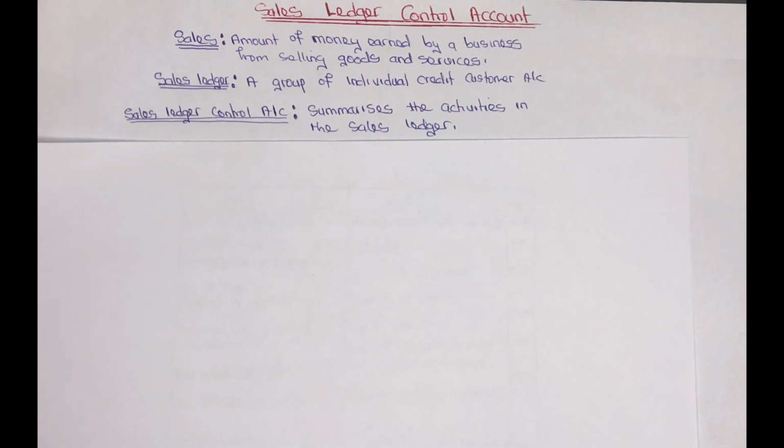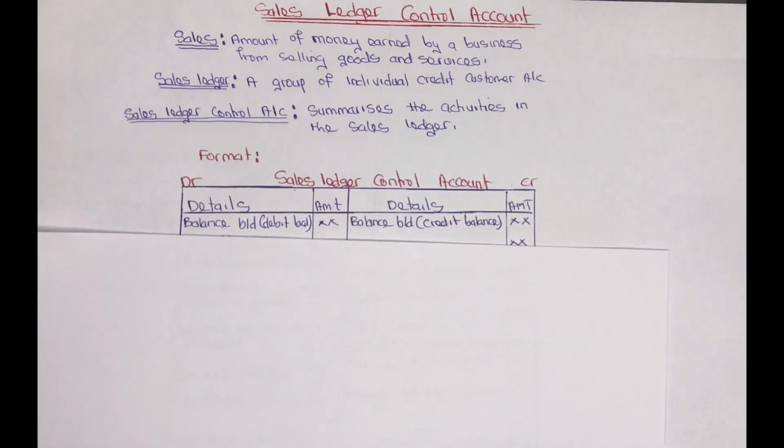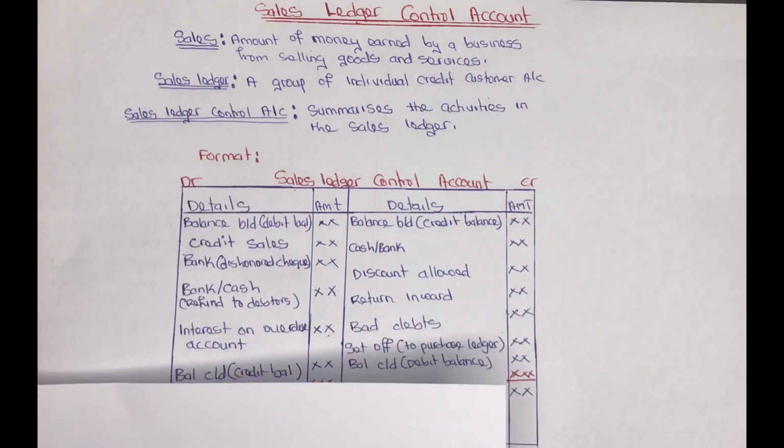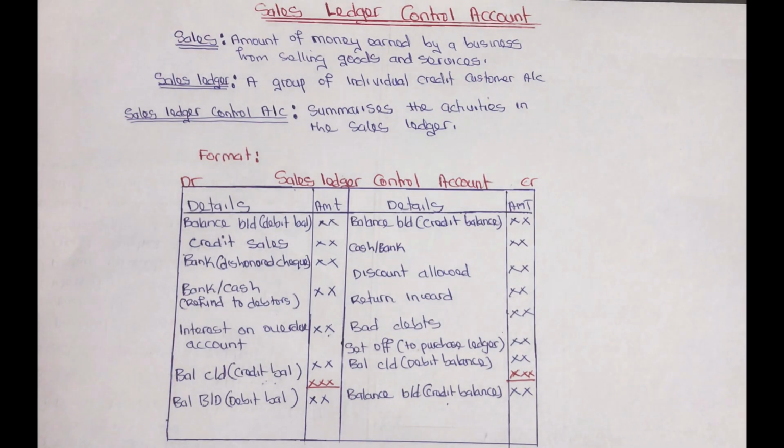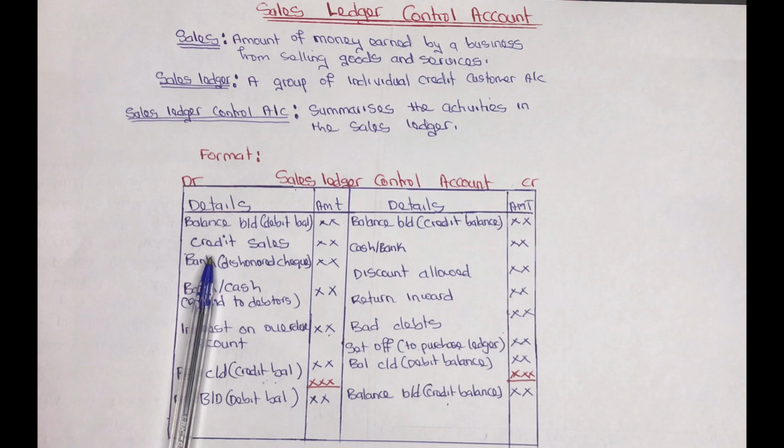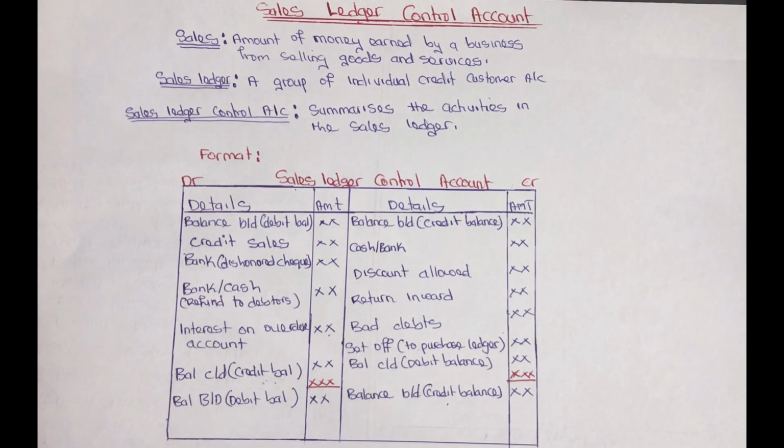So let's look at the format of the sales ledger control account. This is the format. It has two sides: the debit side and the credit side. Let's start with the debit side. You have the balance brought down. This is a debit balance coming from the previous year, so you put it on the debit column.